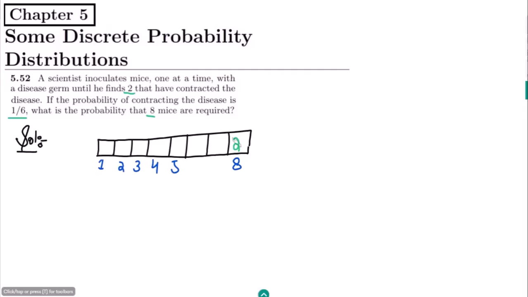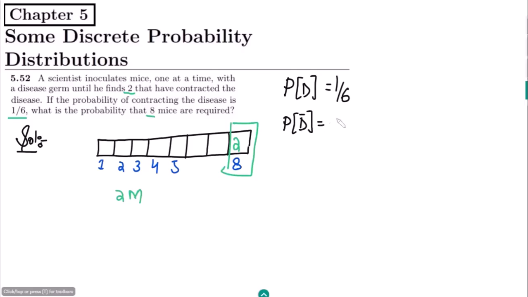One will be here somehow, so this one will be the second one, or another one will be here. So here we will have 2 mice which have contracted the disease. Therefore, the probability that 2 mice have contracted the disease while the others have not: the probability of contracting the disease is 1 by 6, and the probability of not contracting the disease is 1 minus p of d, that is 5 by 6, because this is 1 by 6.